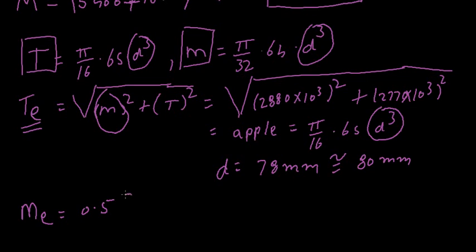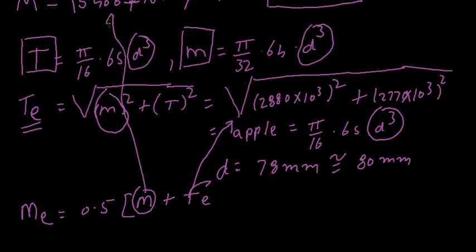Now this is nothing but 0.5 times m plus te. Okay, so te is nothing but this. I mean t is nothing but this, and we know the value of t. Just put it in, plug it in. Now this m is nothing but this. Okay, so you'll get some value of 65 millimeters.